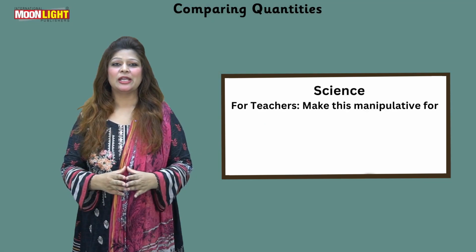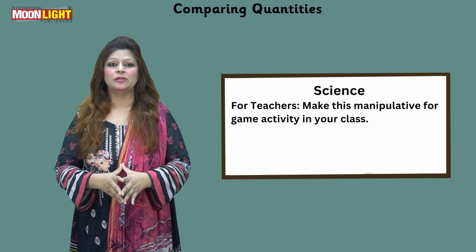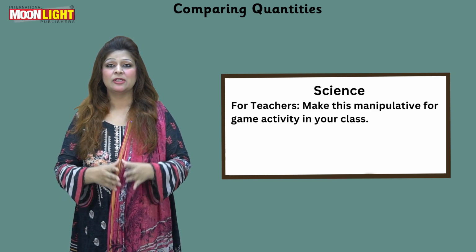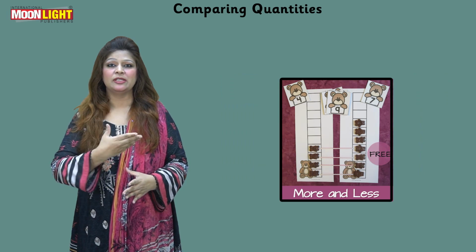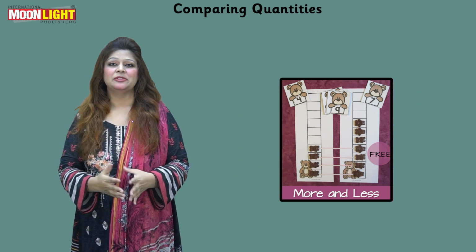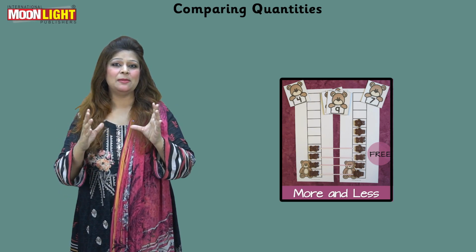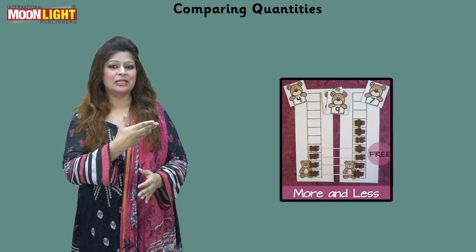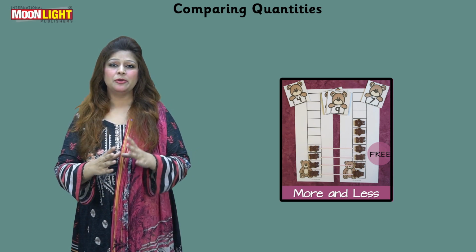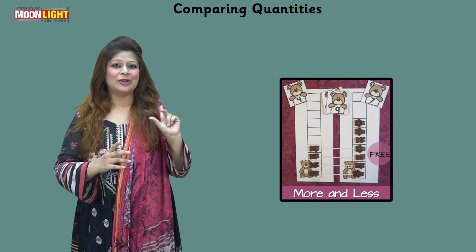For the science section activities, what are you going to do? Teachers, you are going to make the manipulatives. Which manipulative are you going to make? This manipulative. This picture is over here for this game activity, and this game activity is to be done in your class. This is a teddy bear 10 strip. You can just check this picture out. Here you are going to give the students the main idea of more and less according to this strip.